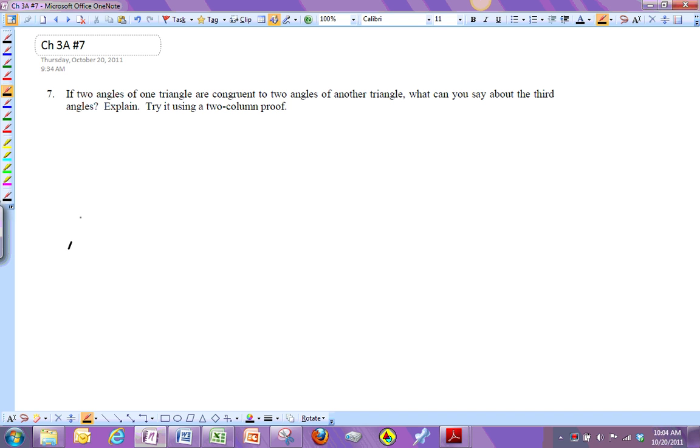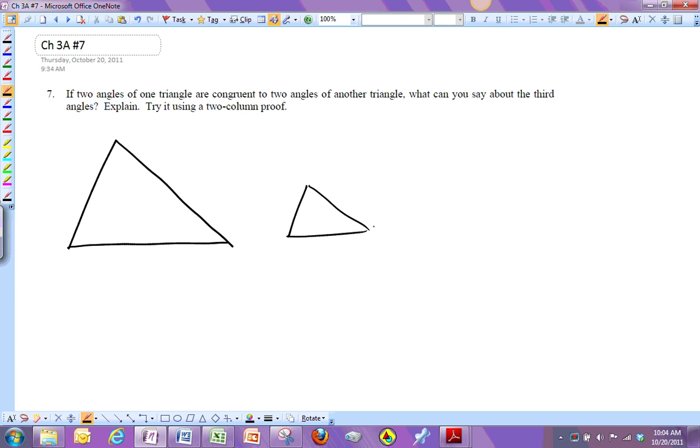So let's say I've got one right here, and let's say I've got one right here, and two angles of the first triangle are equal to two angles of the second triangle. So let's number these angles to make them easier. Let's say that angle 1 matches up here with angle 4, and angle 2 matches up with angle 5. So that's what we have. We've got two angles of the first triangle that are congruent to two angles of the second triangle. So what can we say about the third angles?